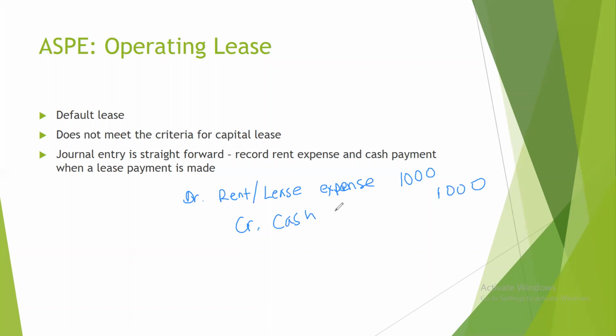This is similar, if you remember from the chapter 19 videos, to a defined contribution plan, where you just have an expense. We had pension expense and cash. Here we have lease expense and cash. So for an operating lease, if it doesn't meet the criteria to be a capital lease, anytime you have a lease payment, debit the rent expense or lease expense, credit cash. Very straightforward for operating leases.